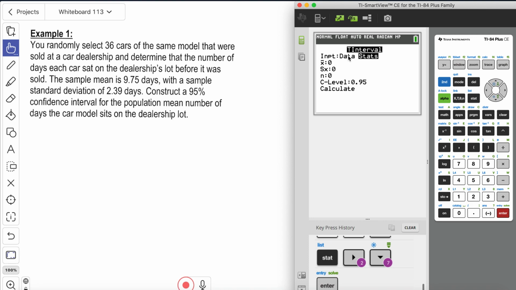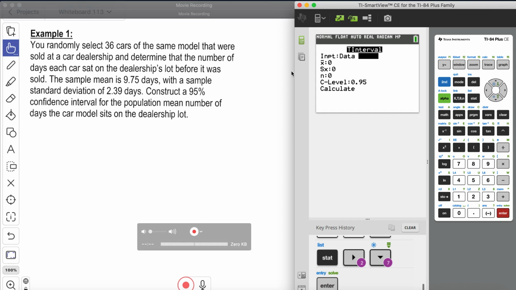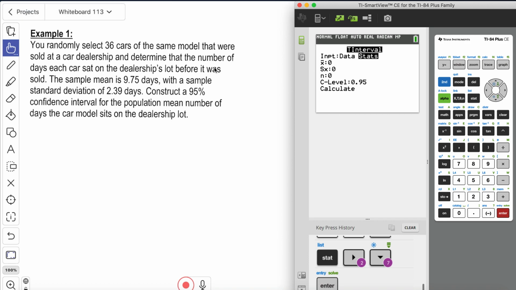Data means you pull things from a table or from a list. And so if we put things into a list, we're going to use data. If we're giving the numbers in the problem like we are for this particular problem, we're going to use stats. So again, this is the car lot example we just did by hand. Let's do it with the calculator.